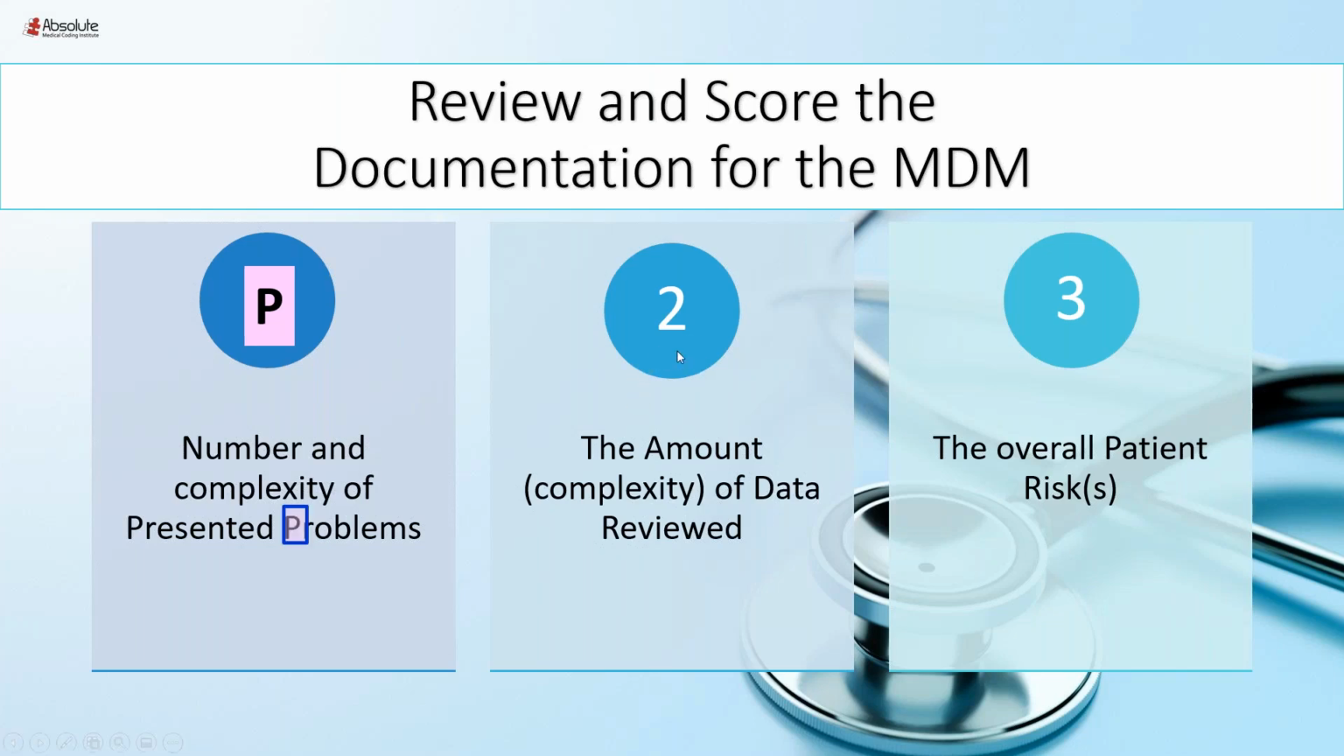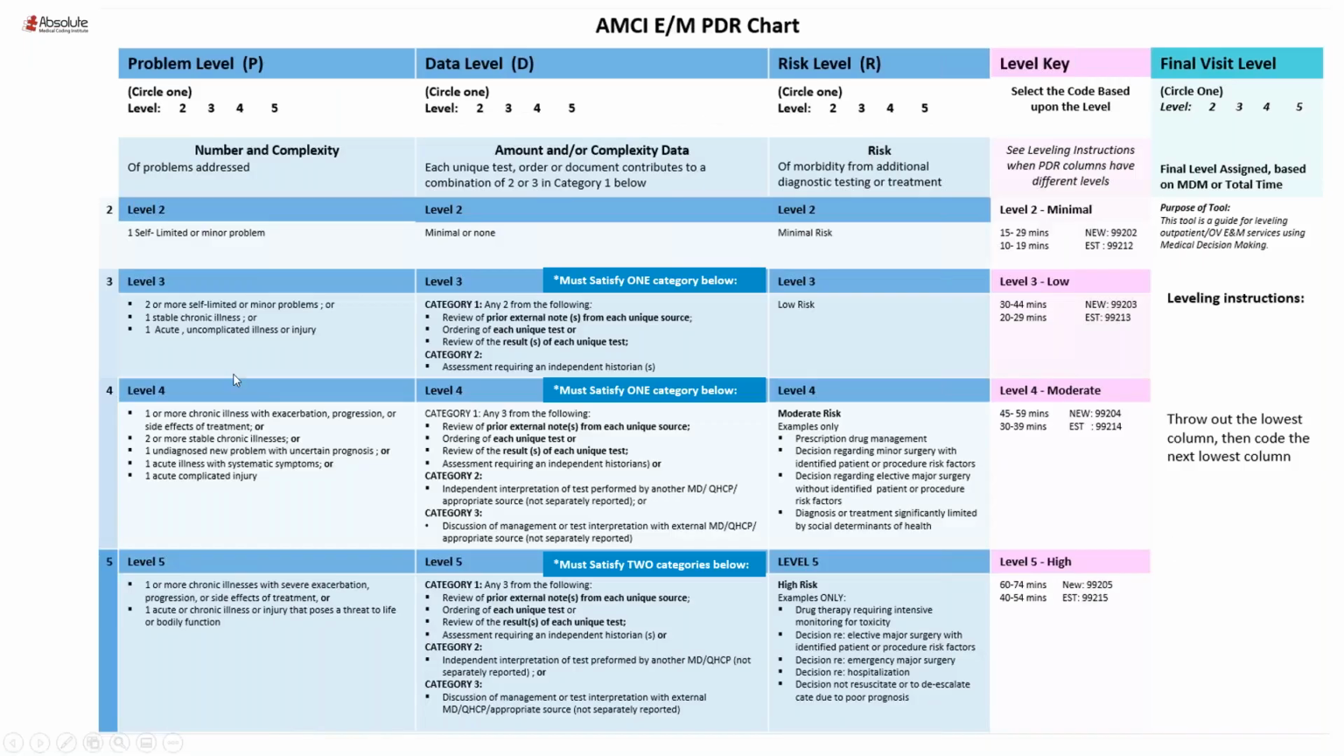Number 2, we are going to analyze the data that the doctor reviewed. What did the doctor do? And number 3, we are going to assess the overall patient risk. We like to call our chart the PDR chart, and it looks like this. This is the AMCI PDR chart.